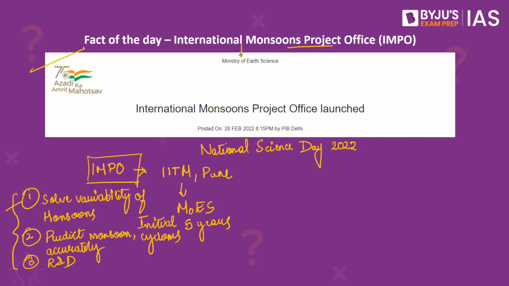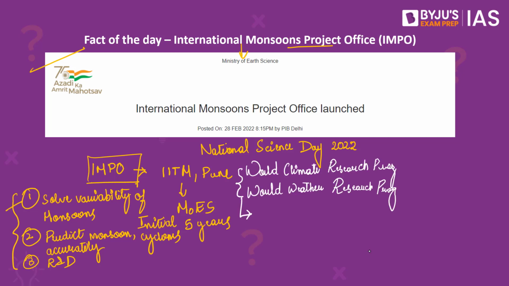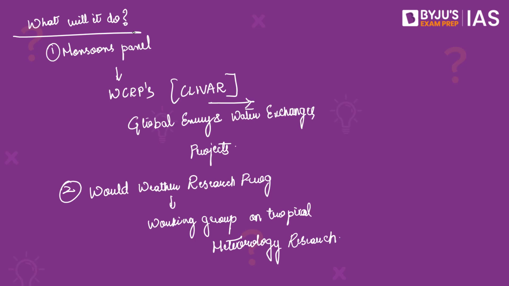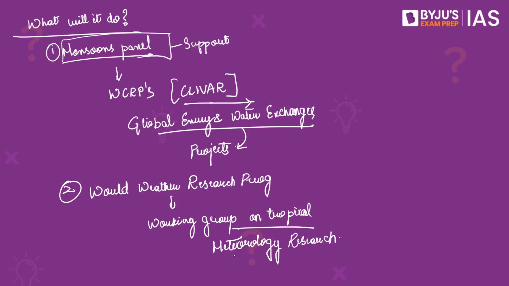Also note that International Monsoons Project Office will be involved in a lot of activities that is related to international monsoon research that would take place under the leadership of World Climate Research Program and the World Weather Research Program. Please note that both these programs are coordinated by the United Nations World Meteorological Organization. So what will IMPO do? IMPO will support the activities of the Monsoons Panel jointly established by the World Climate Research Program's CLIVAR, or the Climate Ocean Variability, Predictability and Change, as well as the Global Energy and Water Exchanges projects. Number 2, IMPO will also support the World Weather Research Program's Working Group on Tropical Meteorology Research.